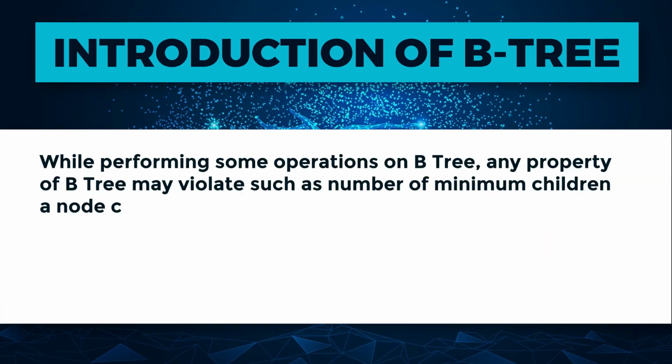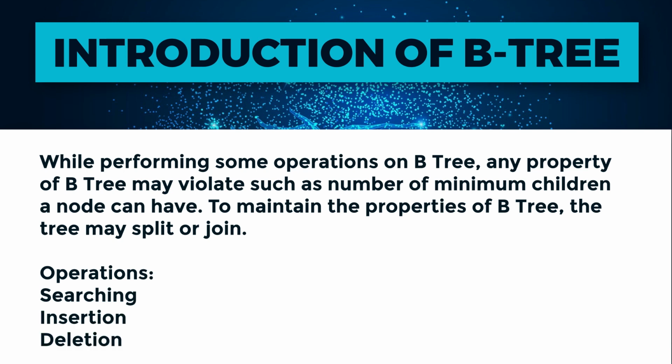Now, while performing operations on B trees, as we know, all operations in a data structure are insertion, deletion, and searching. We perform this kind of operation in each and every kind of data structure. The same operations we can perform in this B tree also. So any property of the B tree may be violated, such as the minimum number of children a node can have. To maintain the property of the B tree, the tree may split or join.